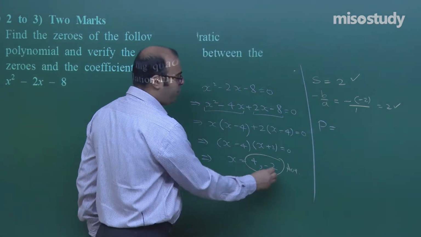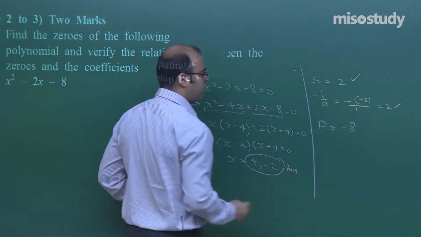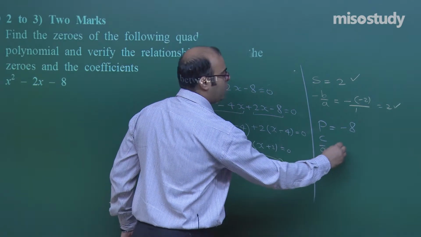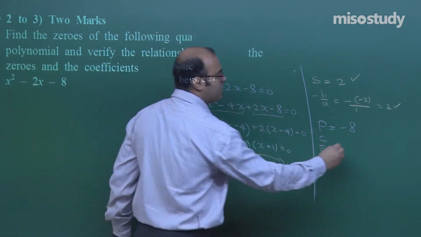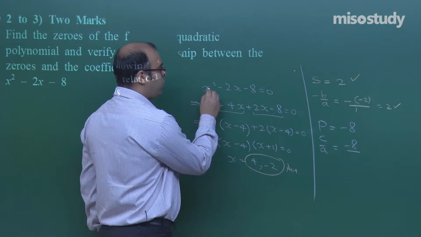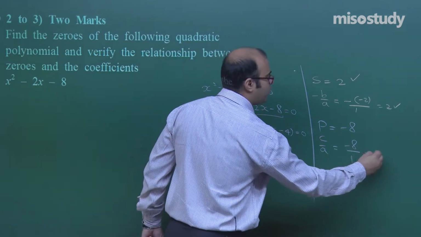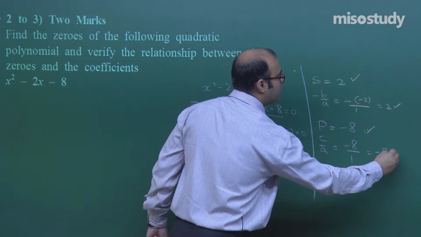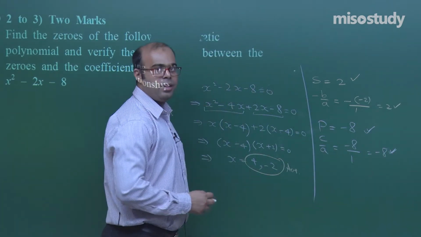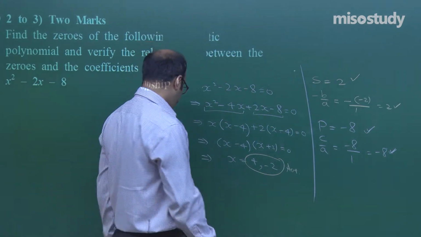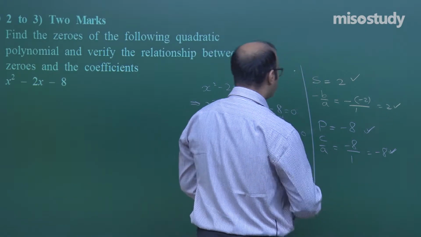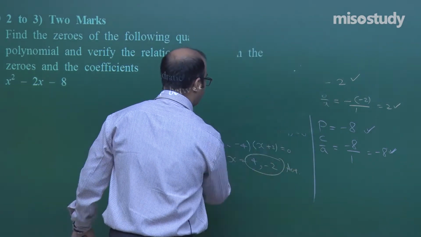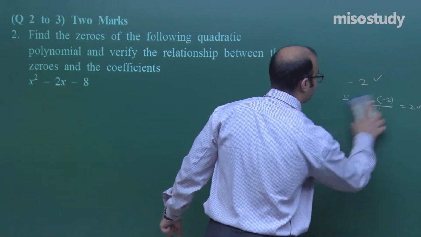Another is the product of the roots. If we multiply 4 with minus 2, we get minus 8. And what is the value of c by a? c is the constant, which is minus 8, and a is the coefficient of x square, which is 1. So, this is minus 8. We observe that minus 8 is the common value of the product and c by a. So, this is also correct. So, we have found the zeros and also verified the relationship between zeros and the coefficients of the quadratic polynomial.